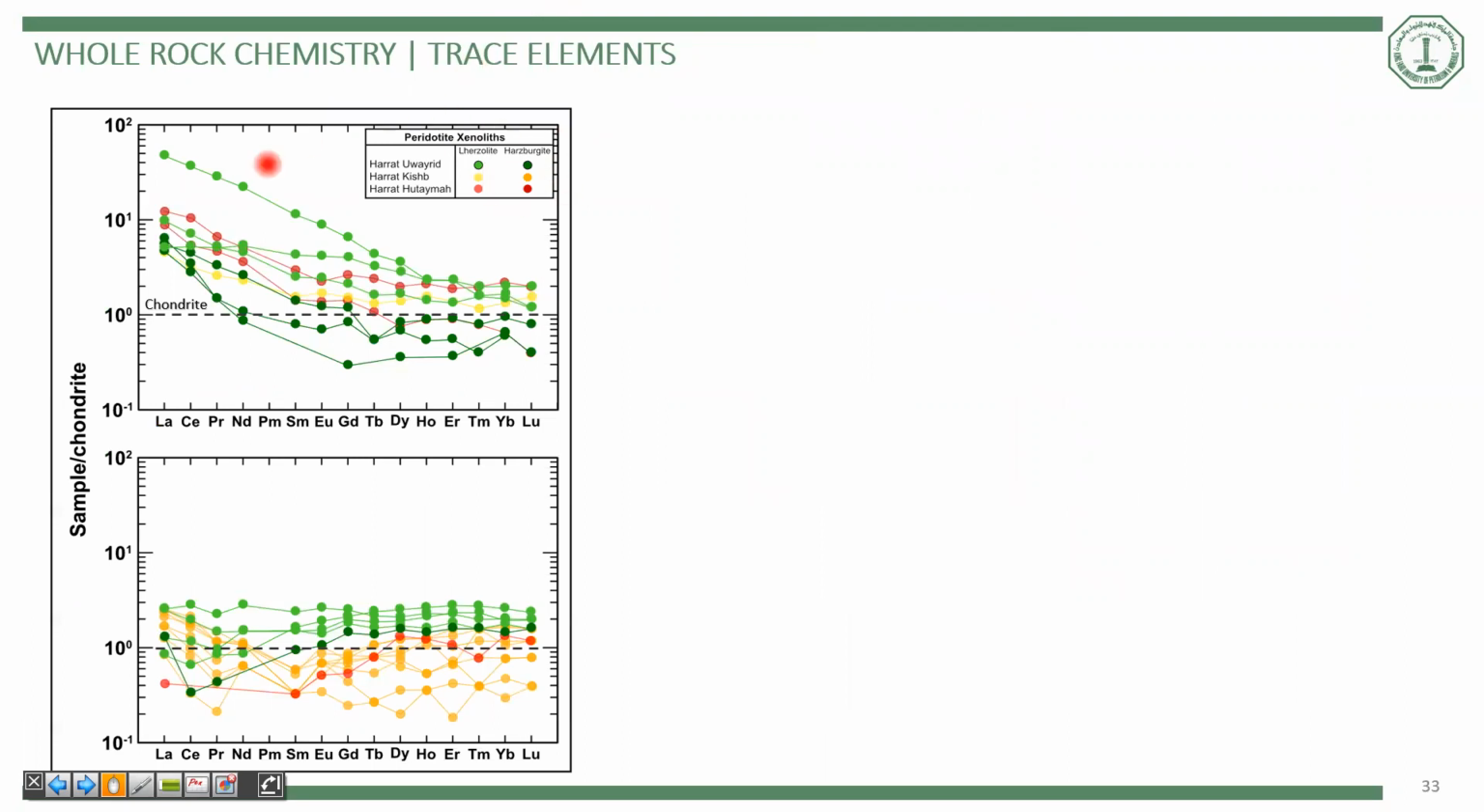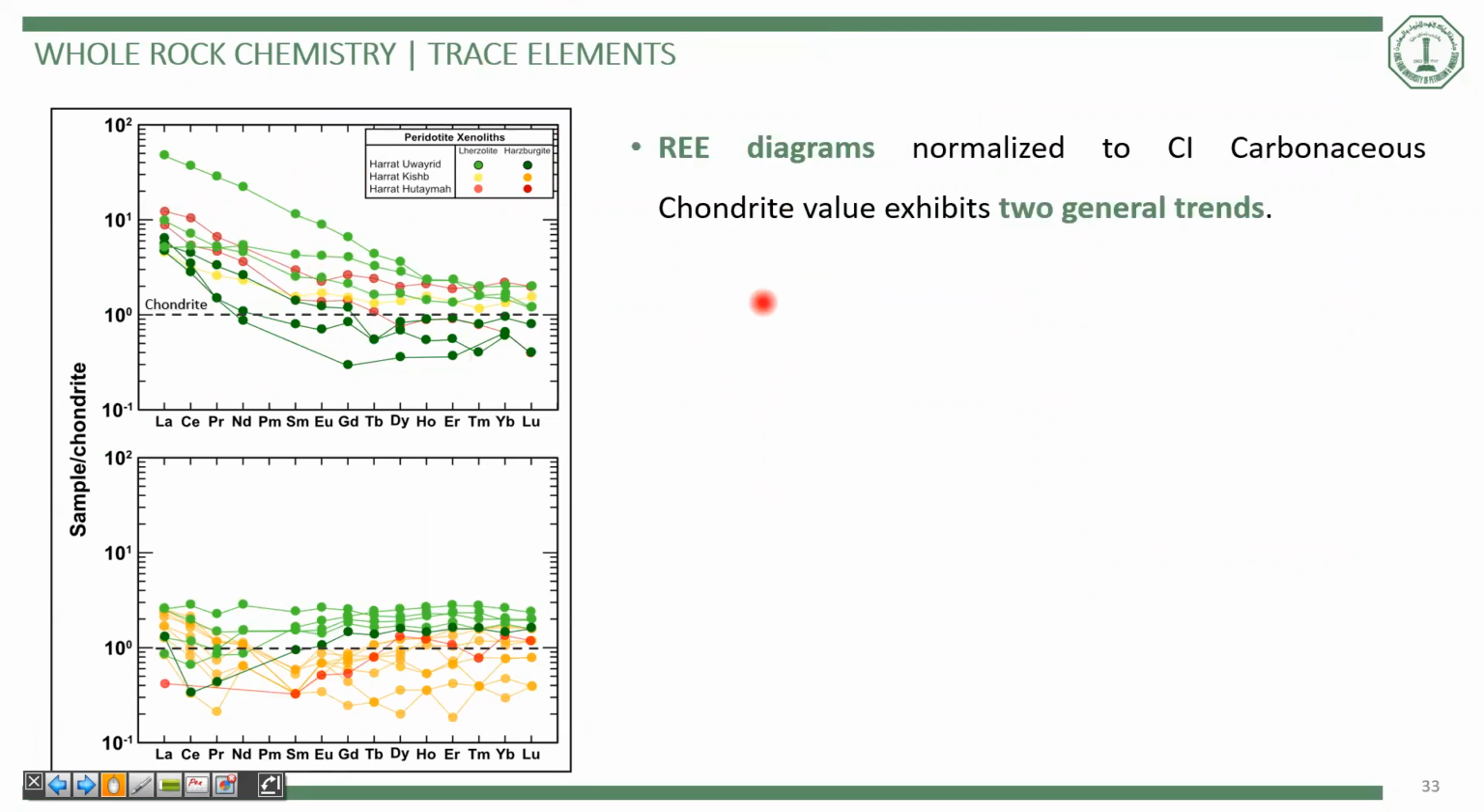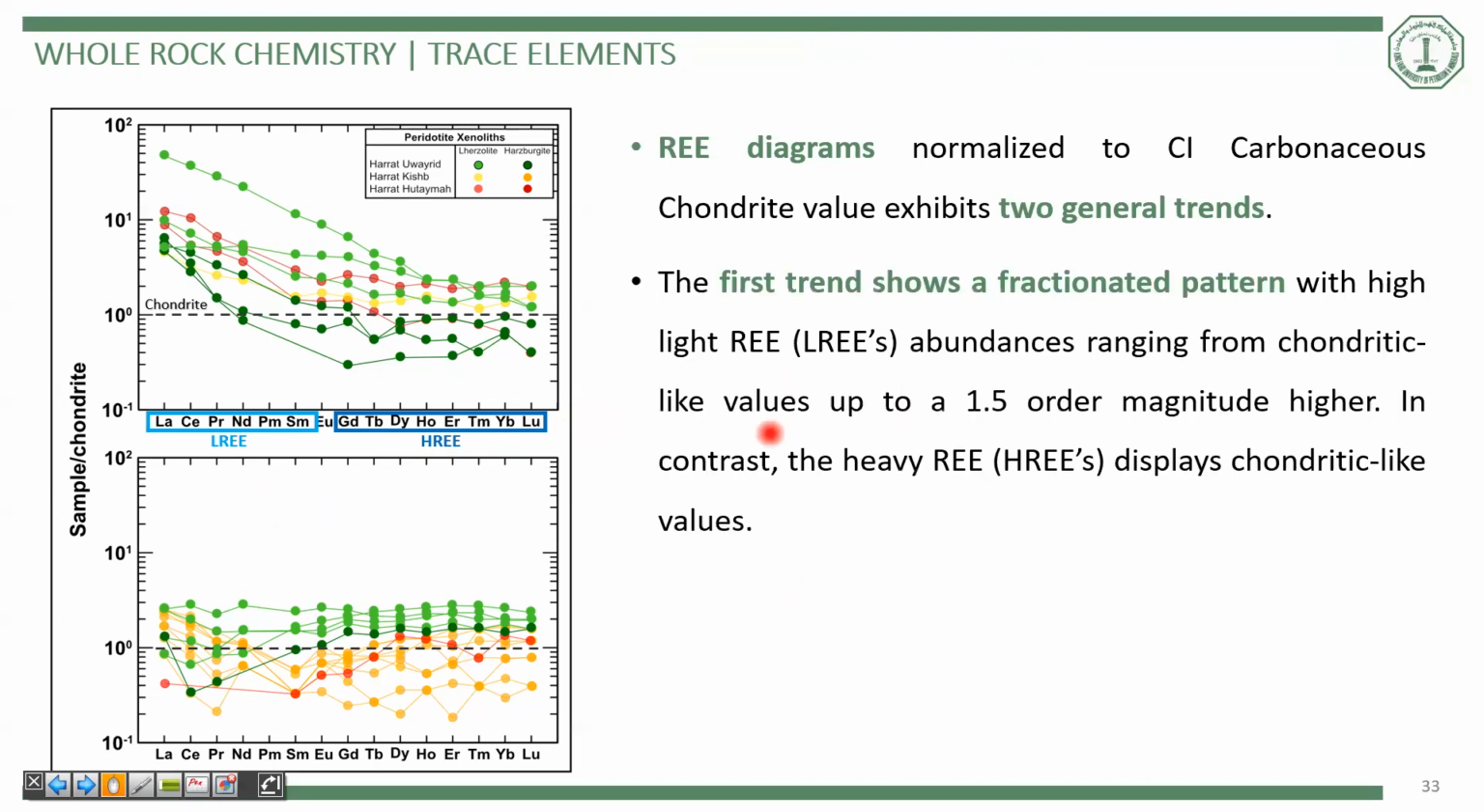So trace elements of whole rock chemistry here are plotted on REE diagrams, normalized to carbonaceous chondrite values. Okay, and they exhibit two general trends. Generally, the REE are divided into two: the light rare earth elements to the left side of the REE, and then the HREE, which are the heavy rare earth elements, to the right side. And here I divided the two trends.